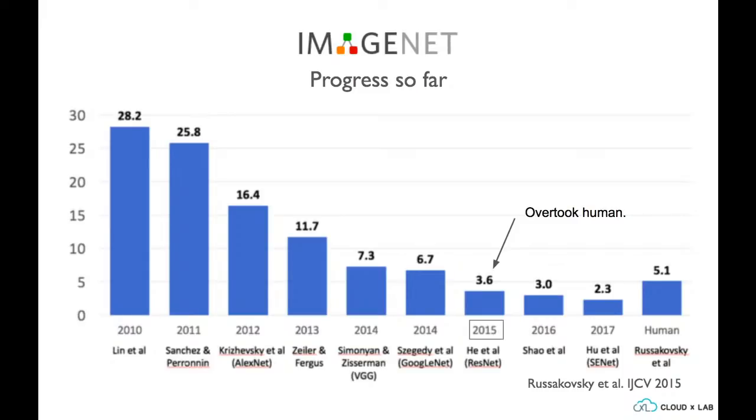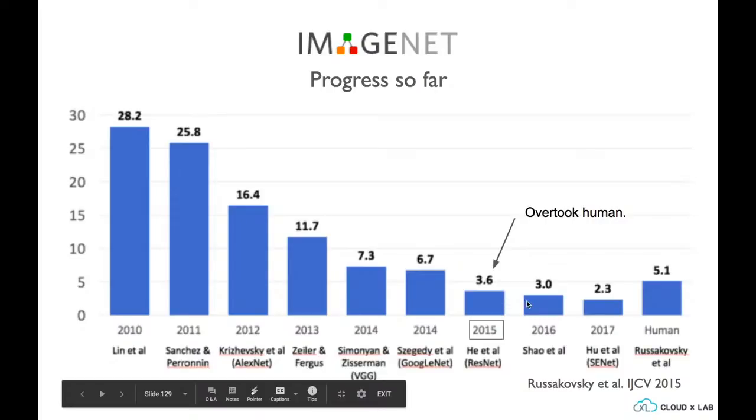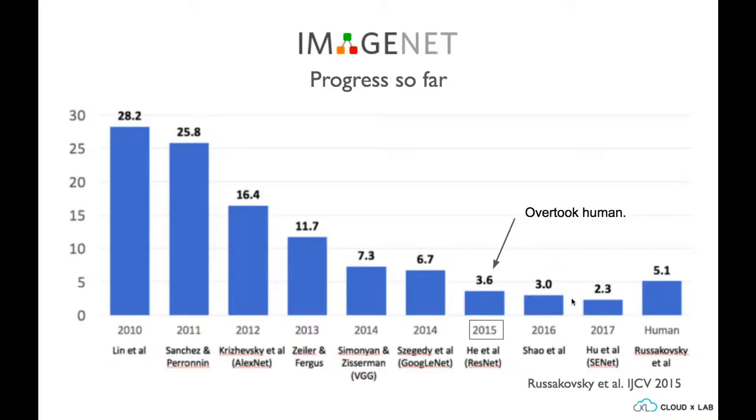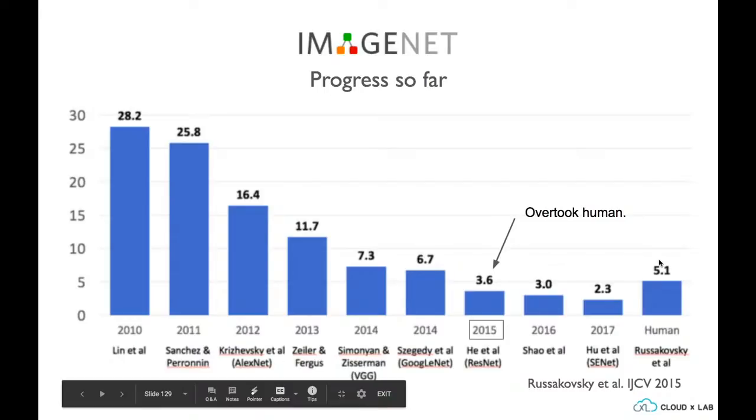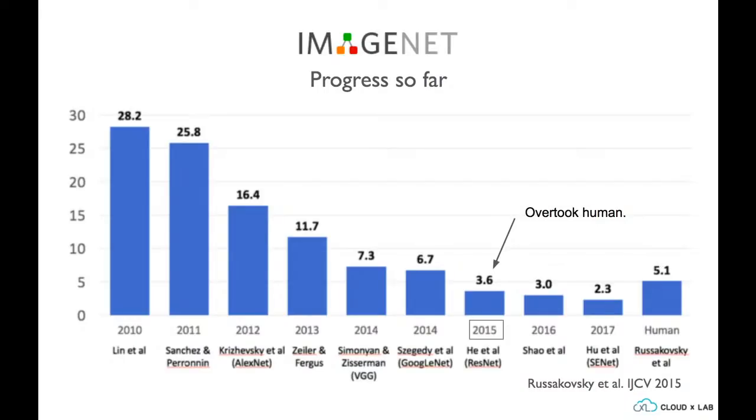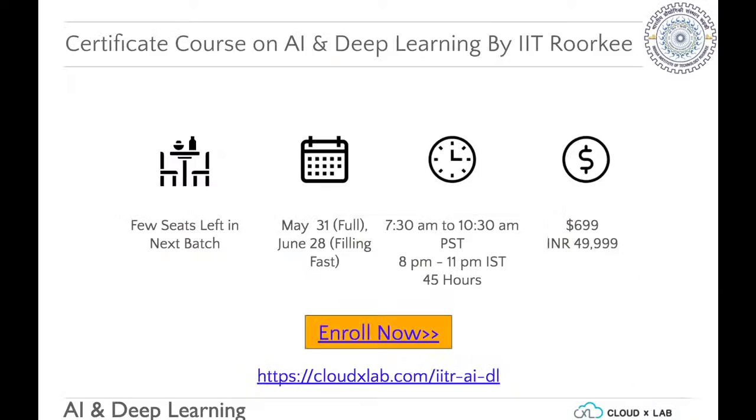And this is amazing. The error has not gone up, the error has reduced. From 3.6 it went down to 3, then 2.3. So the error has gone down. This one is human. So you can see that this is a very remarkable thing that happened.